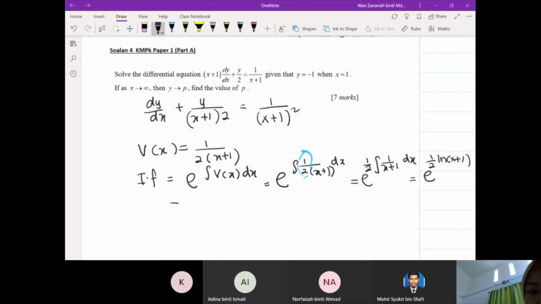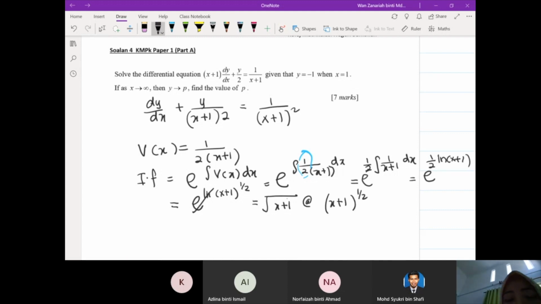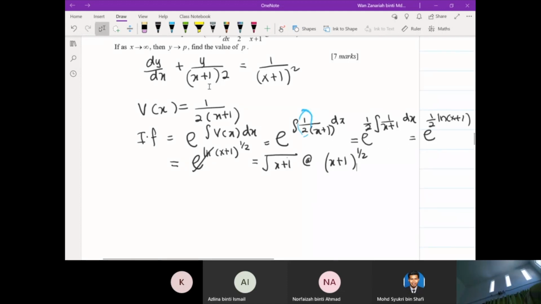Okay, and then since we want to cancel e and ln, we have to bring 1 over 2 in, by using the property m log b equals to log b to the power of m. So ln of x plus 1 to the power of 1 over 2. So e and ln cancel out. So we will get x plus 1, or you may want to write x plus 1 to the power of 1 over 2. Okay, so we have successfully found the integrating factor. So we multiply the integrating factor on both sides of our equation.